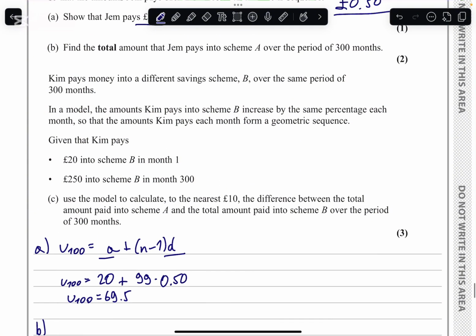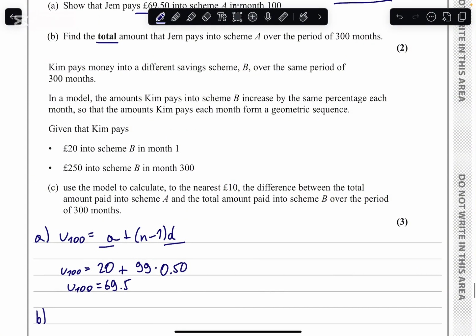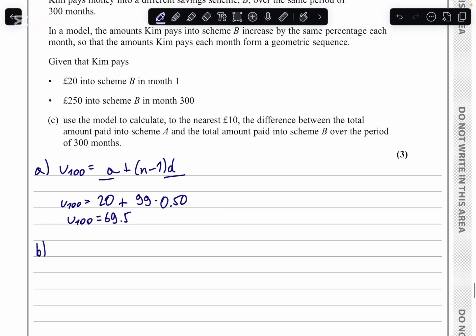Part B says, find the total amount that Jem pays into scheme A over the period of 300 months. So immediately when we see the word total, we know that we're dealing with the sum of the series. So we will use this equation. Both of these equations are given in the formula sheet.